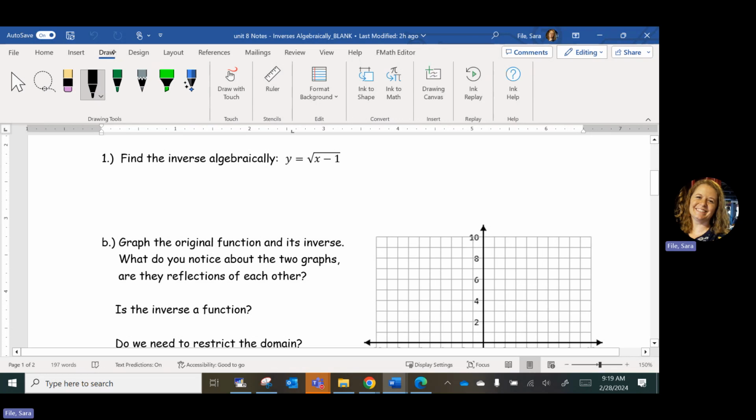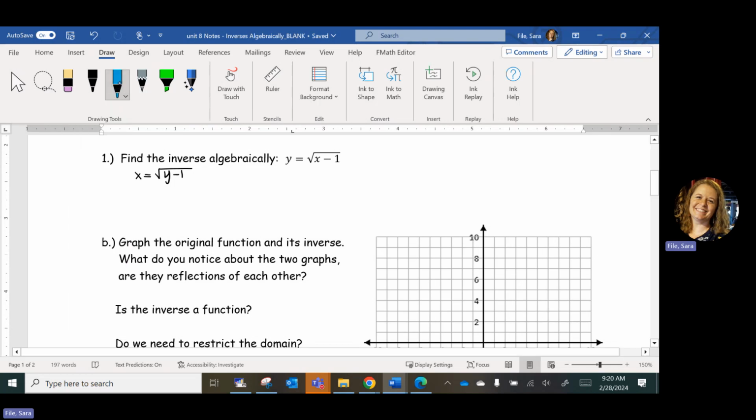The first thing we're going to do is switch x and y, because it's already written as y instead of f of x, so I don't need to replace that. So I'm ready to switch x and y. This is x equals the square root of y minus 1. Now I want to get this in terms of y. I want y equals, so I've got to get rid of that square root, that radical.